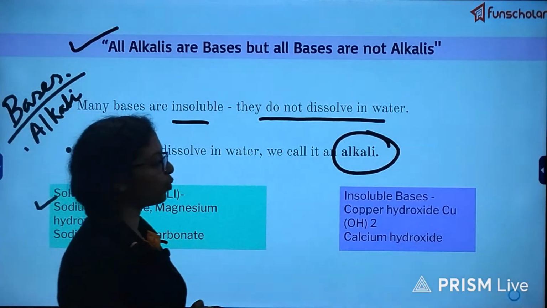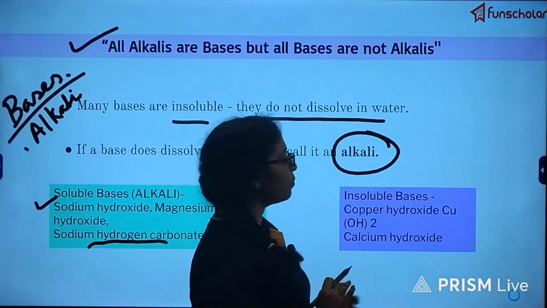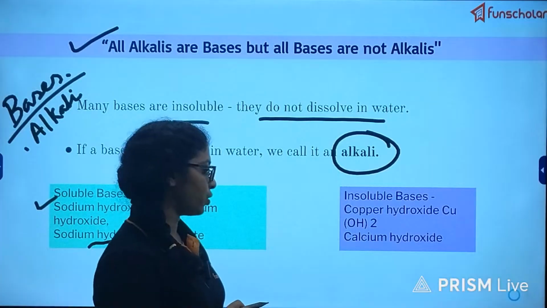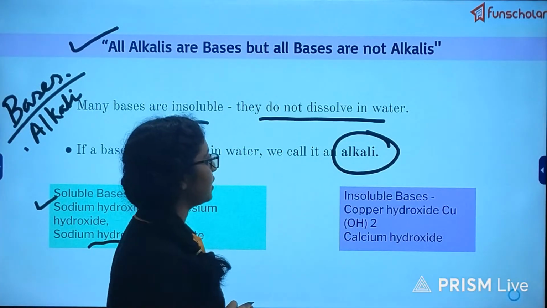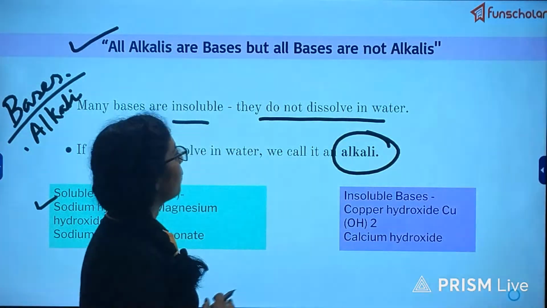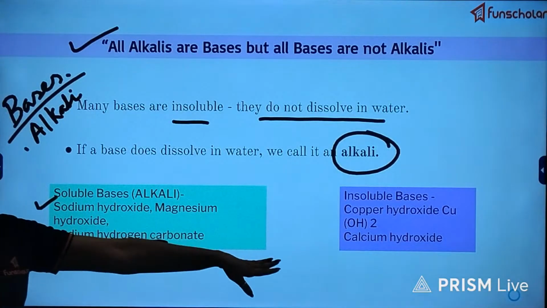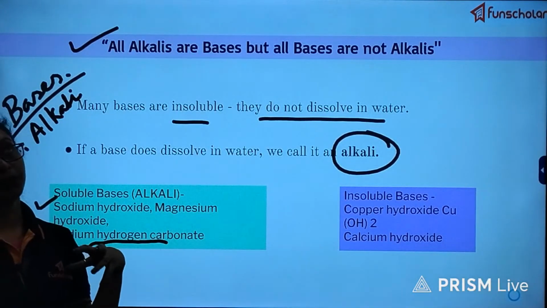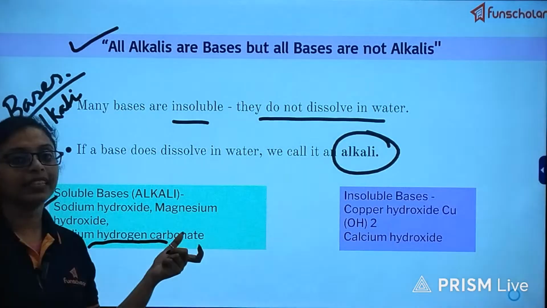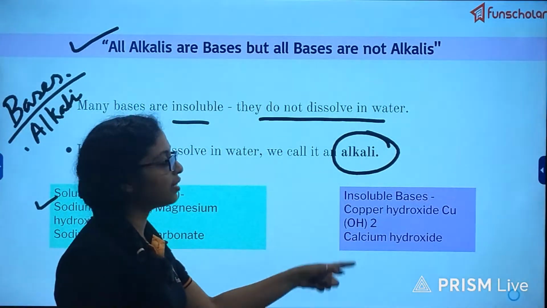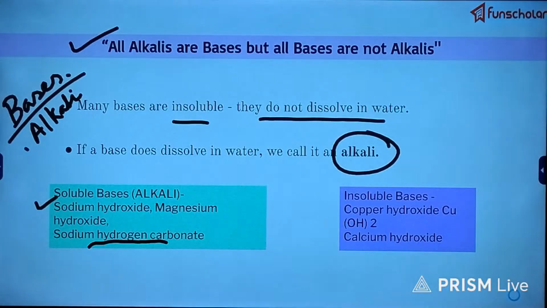Now let's get to know the insoluble bases, which are copper hydroxide and calcium hydroxide. These are actually insoluble bases. So we cannot really use the term alkali to denote these bases, as they are not soluble in water.